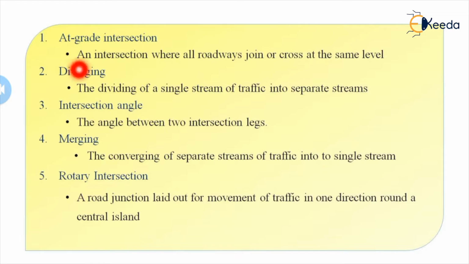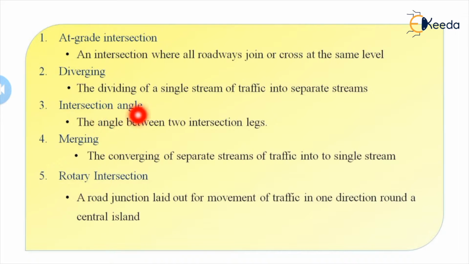The first point is at-grade intersection. An intersection where all the roads are joined is called an at-grade intersection. The second one is diverging. This is a movement of traffic: the diverging of a single stream of traffic into separate streams.